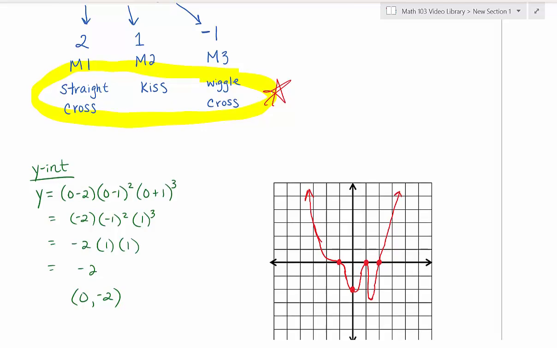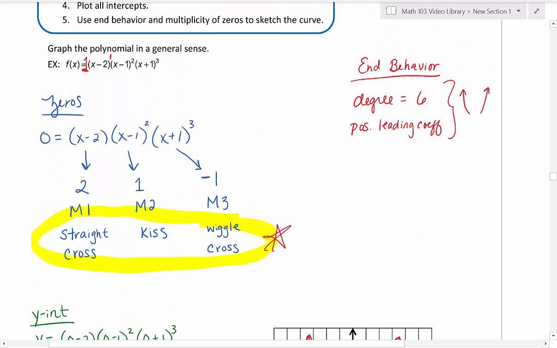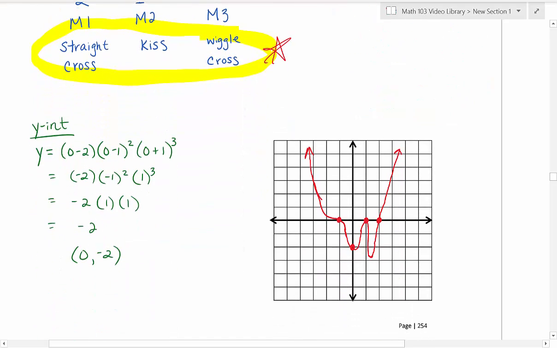Does that support the end behavior we predicted in the beginning, that should be in the top, out the top? Yes, it does. There's the graph of our polynomial function.